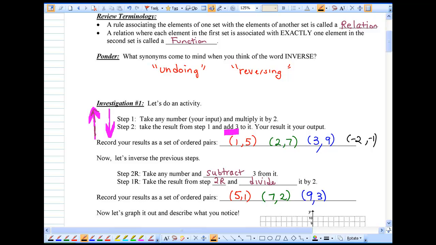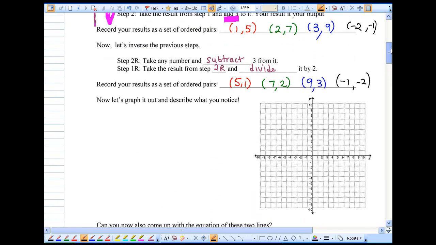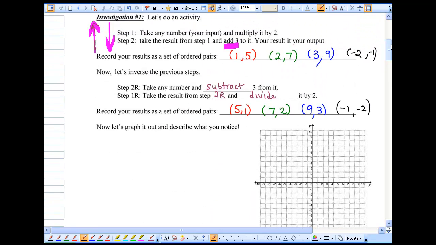And this one here, how about negative 1? Let's do a negative just for fun. Negative 1 subtract 3 is negative 4. Negative 4 divided by 2 is negative 2. Okay. Here's what I'd like us to do next. I want you to graph out these points, both the results from the first part and the results from the inverse part. And let's see what we get.